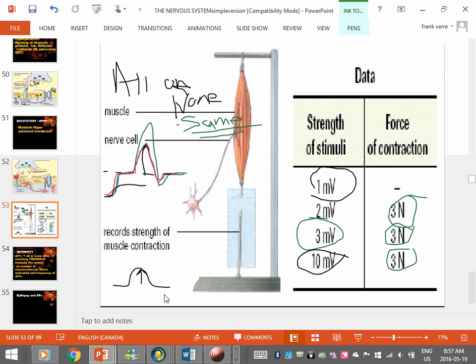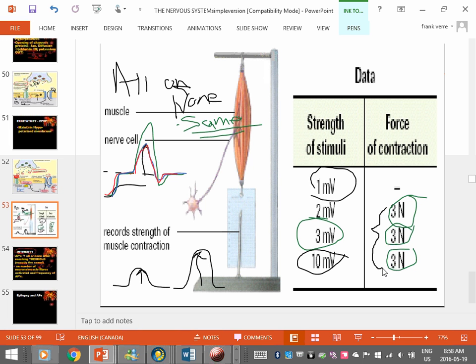So if you were to think of these as little tidal waves, would a 2 millivolt stimulus produce a tidal wave that's bigger? The tidal wave is just the action potential. Or would it produce a tidal wave that's exactly the same? What do you think the answer is? It's actually the same, and that's what you're seeing here.